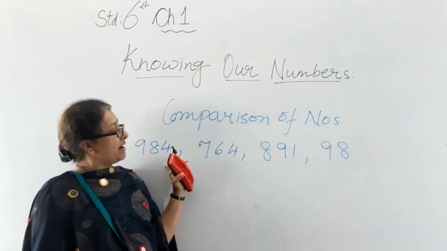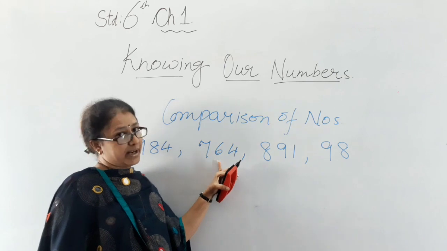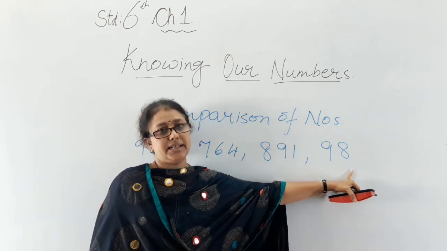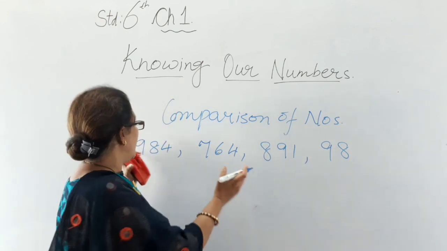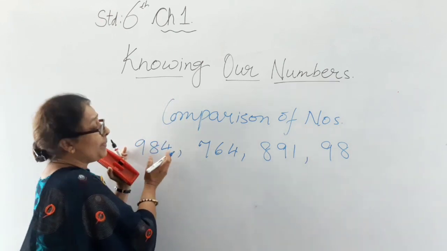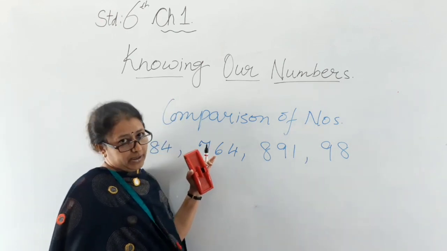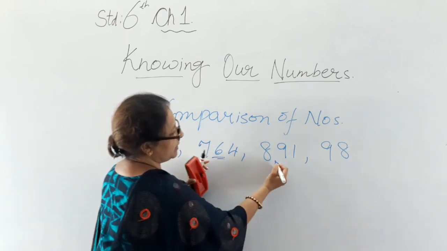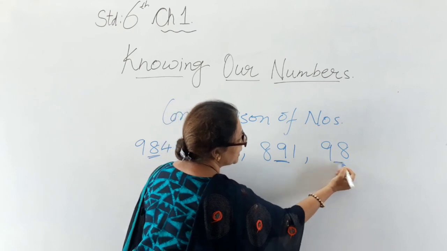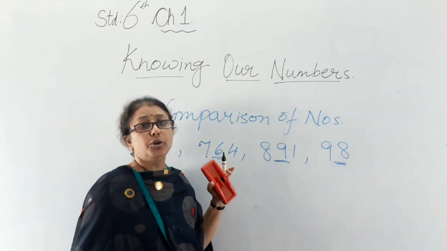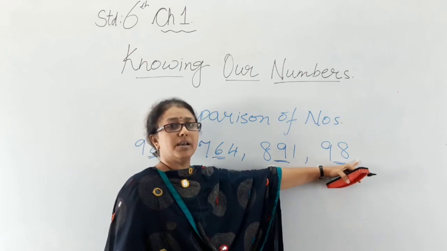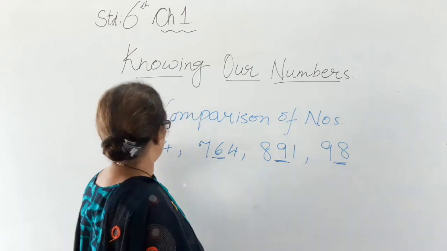I have taken 894, 764, 891 and 98. First I will find out how many digits are formed with the numbers. So here this is a 3-digit number, this is a 3-digit number, this is a 3-digit number, but this is only a 2-digit number. So automatically this 2-digit number is smaller than the other 3 numbers.